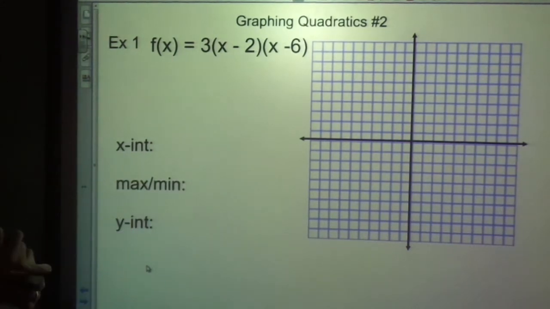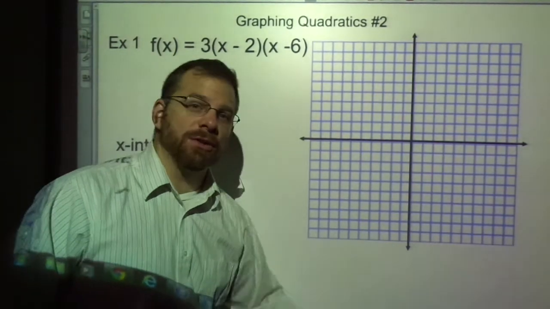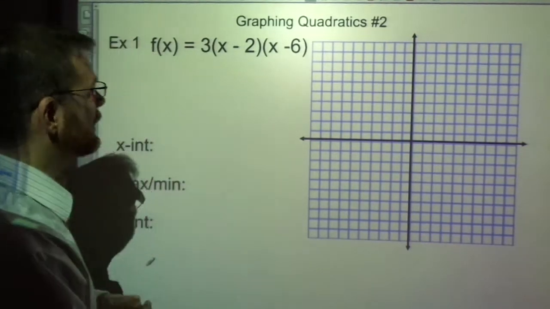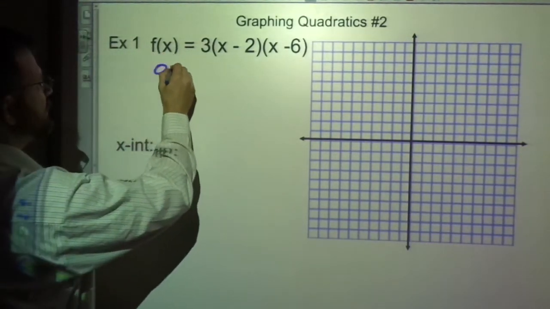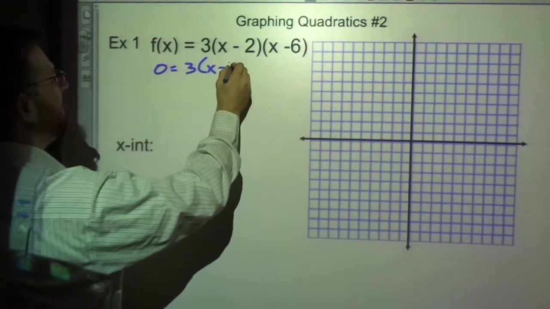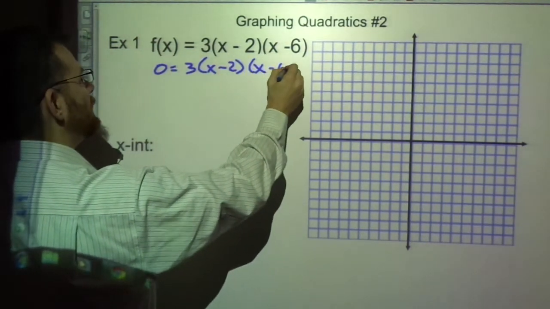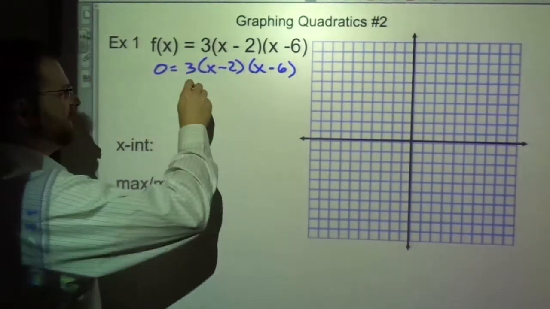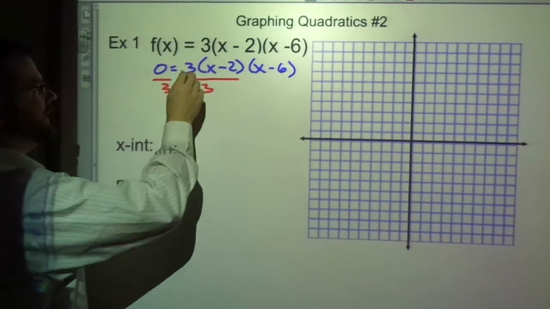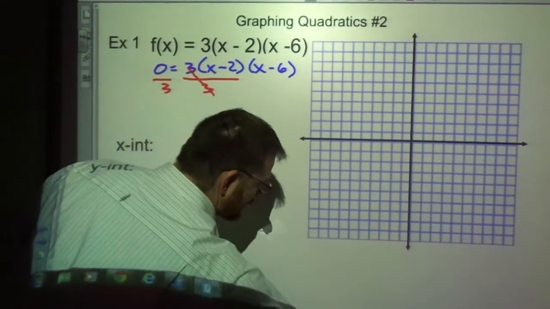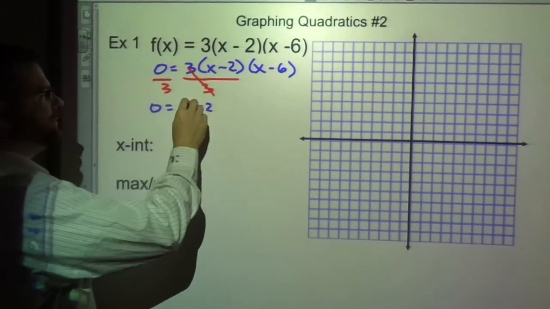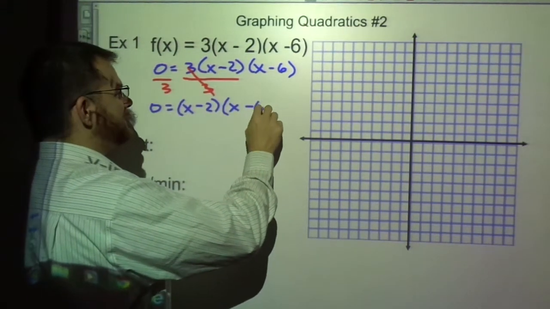That's our directions. So when we attack it, the first thing to look for is the x-intercept. I know the x-intercept is the x values that make the value of the function equal to 0. So I can make the function equal to 0 and then figure out what x needs to be. I don't really want the 3 there. I can just divide the 3 away. It doesn't really affect anything. But let's just divide both sides by 3, because 0 divided by 3 is still 0. So now I have 0 equals x minus 2 and x minus 6.